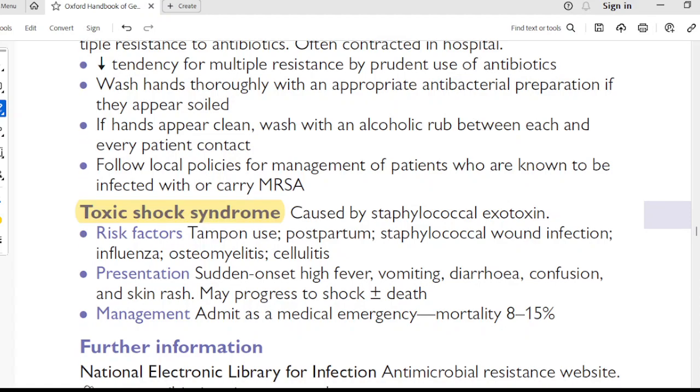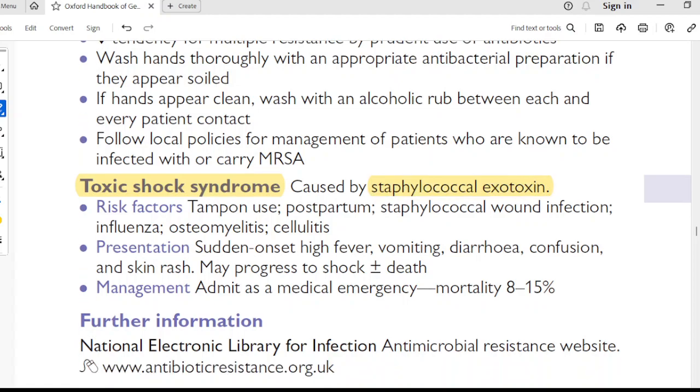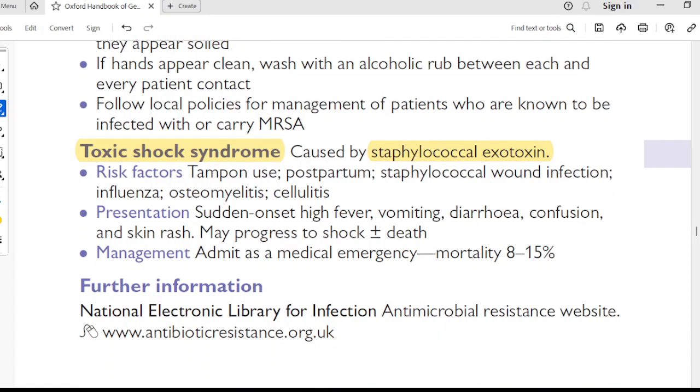Toxic shock syndrome is caused by staphylococcal exotoxin. Risk factors: tampon use, postpartum, staphylococcal wound infection, influenza, osteomyelitis, cellulitis. Presentation: sudden onset high fever, vomiting, diarrhea, confusion and skin rash. So toxic shock syndrome will have a skin rash along with high fever, vomiting, diarrhea and confusion. It may progress to shock plus or minus death.